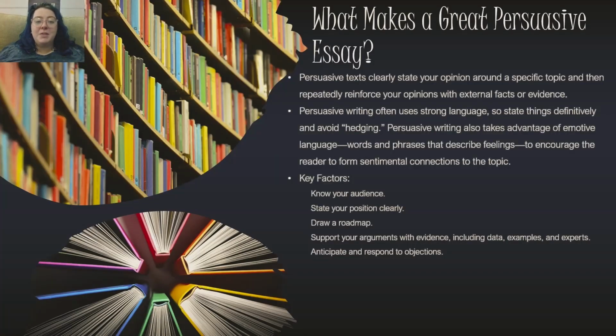Alright, what makes a great persuasive essay? Persuasive texts clearly state your opinion around a specific topic and then repeatedly reinforce your opinions with external facts or evidence. Persuasive writing often uses strong language, so state things definitively and avoid hedging. Persuasive writing also takes advantage of emotive language, words and phrases that describe feelings to encourage the reader to form sentimental connections to the topic. So that's basically just saying persuasive writing uses strong language, so persuasive terms like you must and it is certain, things like that.